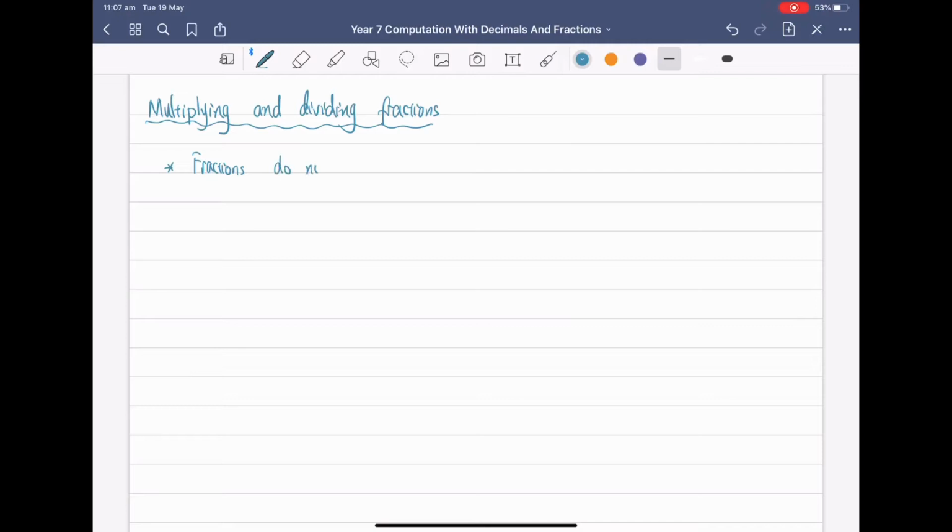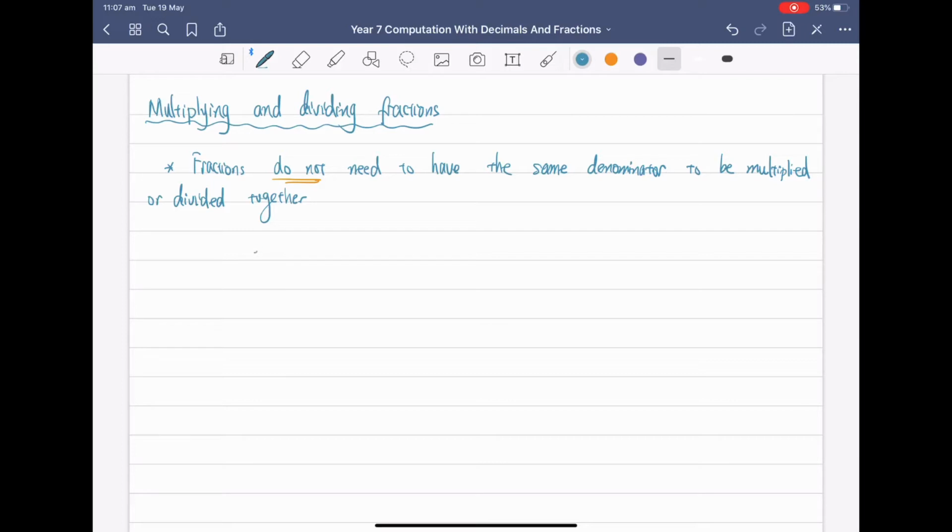Very important: fractions do not need to have the same denominator to be multiplied or divided together. That means you can actually multiply two fractions regardless of what the denominator is.